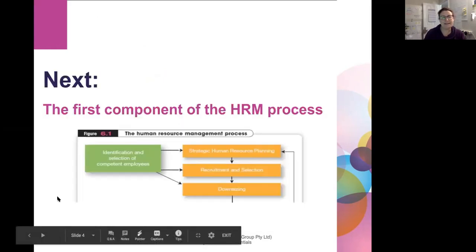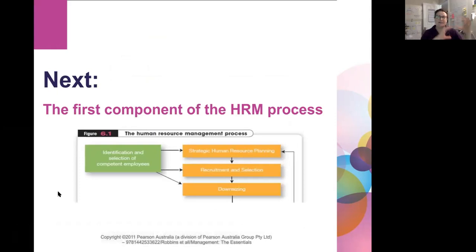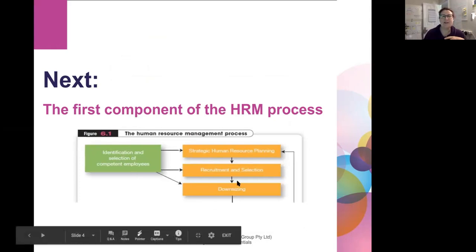And so next, what we're going to start diving into is thinking back to our diagram of the human resource management process. We're going to dig into this first aspect, which is how do we actually find the right employees at the right time for the right job.